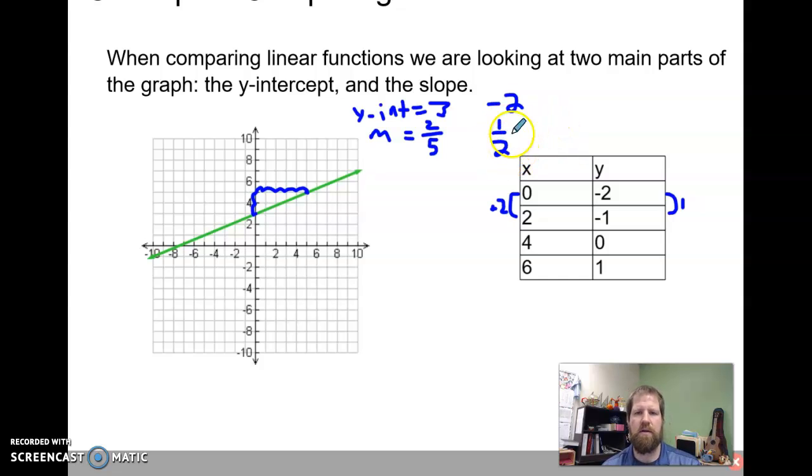And so to compare those, I would say the graph has a greater y-intercept, and it has a smaller slope, so a shallower slope, which means that this line, even though it starts lower, will eventually become greater as we increase our x value. And that's all you're doing with comparing linear equations.